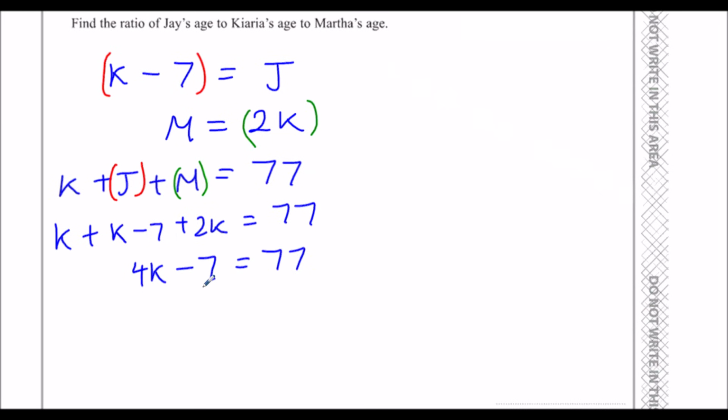So I'm going to get rid of the negative 7 by plussing 7 to both sides. So I'm going to plus 7, plus 7. That leaves me with 4K equals 84. And then divide both sides by 4. Divide 4, divide 4. And that leaves me with K equals 21. So K is 21.